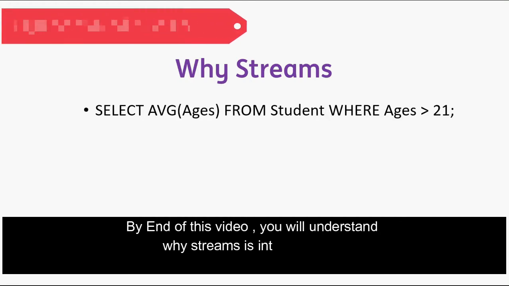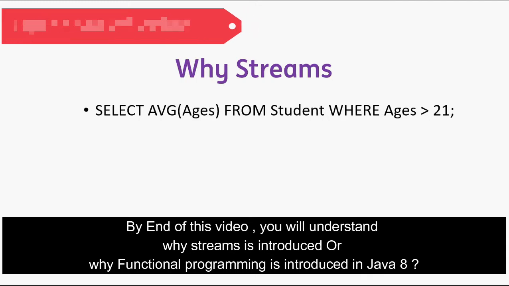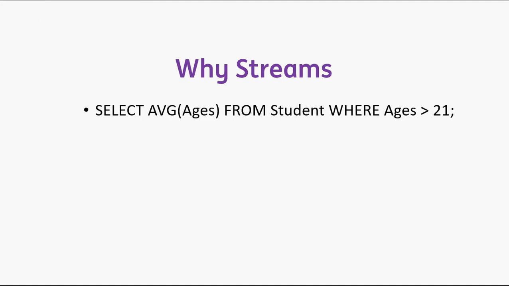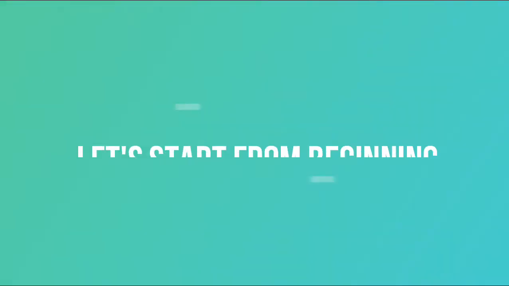You can find the average age of students with a single line of code in SQL, like select average of ages from students where age greater than 21, whereas in Java you have to write 50 lines of code for the same thing. So Java 8 introduced this concept of stream to do the same thing.